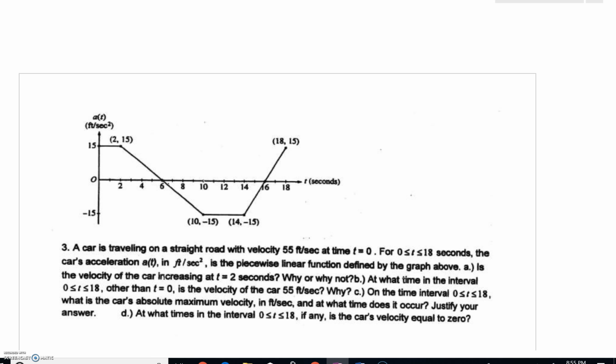Calculus BC, this is More on Integrals Worksheet 1. This is problem number 3. Here's a little friendly hint on how to do the problem.